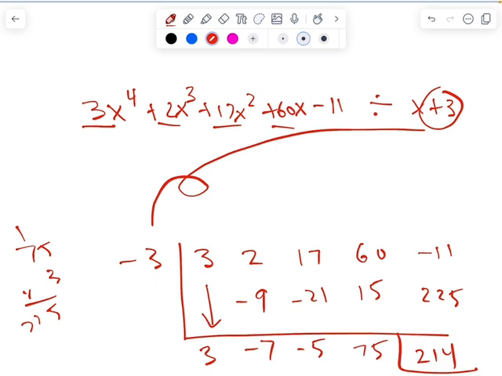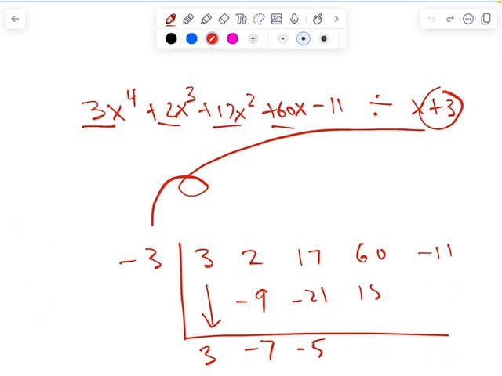3, 2, 17, 60, negative 11. And we flip the sign. 3, negative 9, negative 7. Oh, hang on a second. I made a mistake. Okay, so the mistake is negative 7 times negative 3 is positive 21.